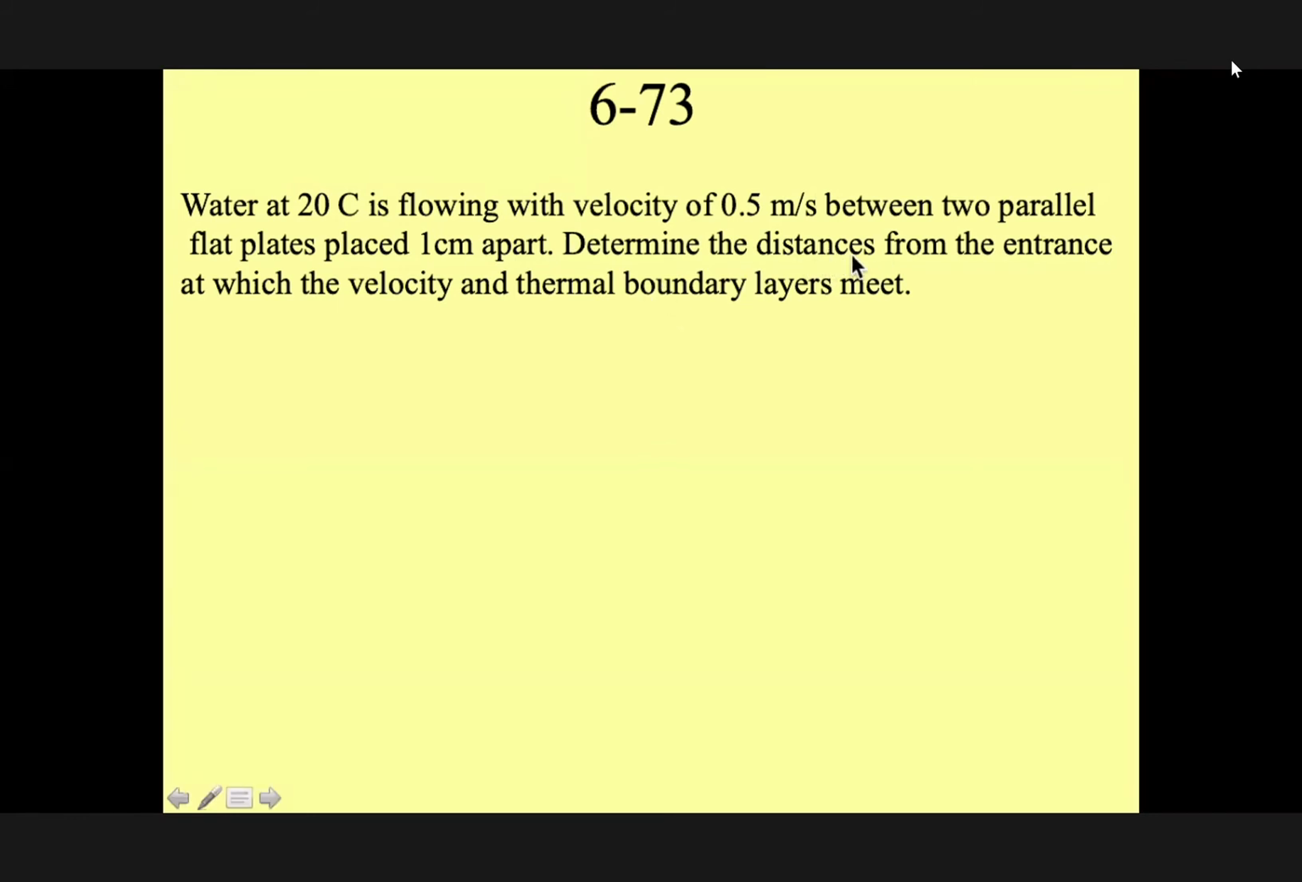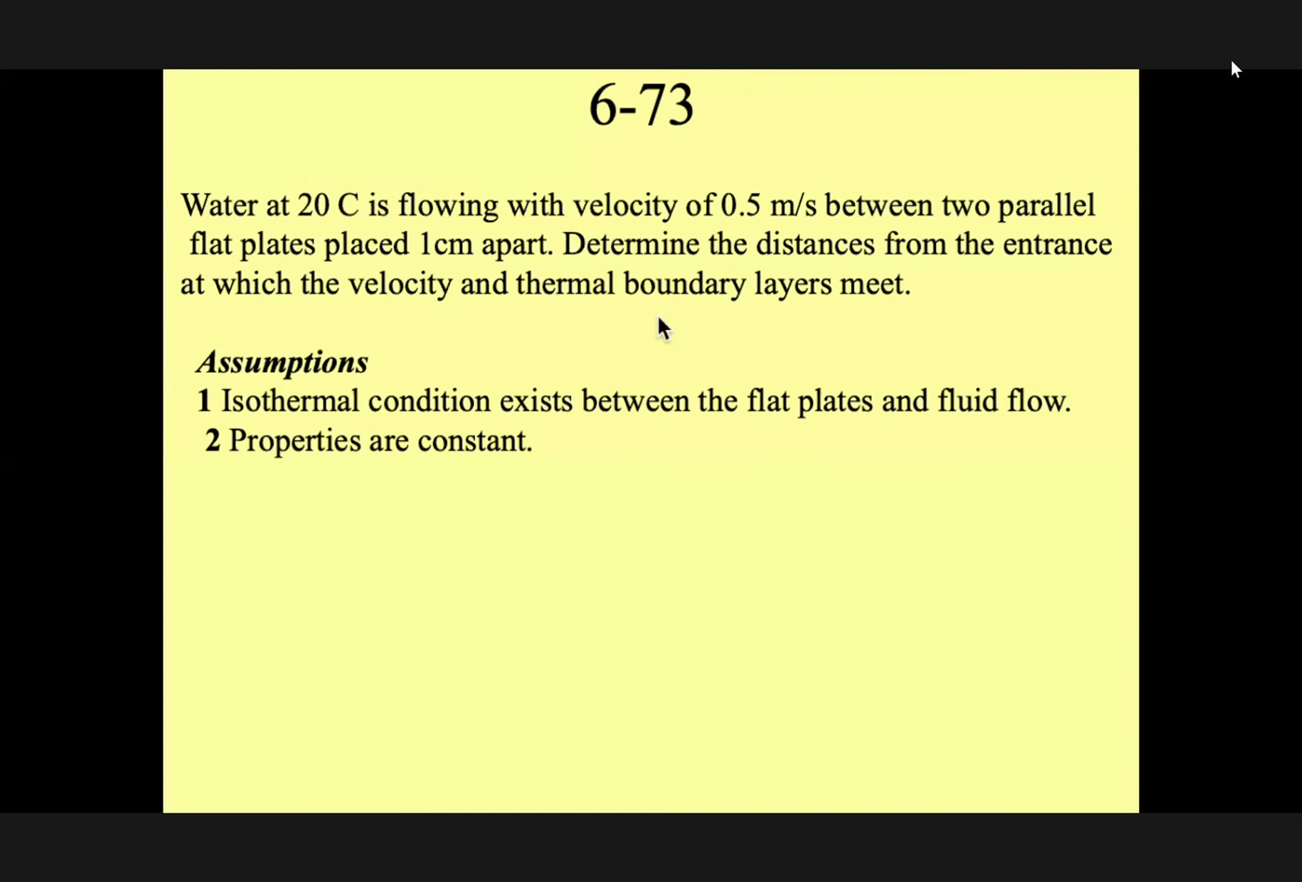The question he's asking is not where they are going to meet; it's the distance from the beginning of the pipe. He wants to know x: how far it takes for the velocity profile to reach the center, and how far it takes for the temperature profile to meet at the center. How can we calculate that part? Read the problem one more time. Okay, this is the question here.